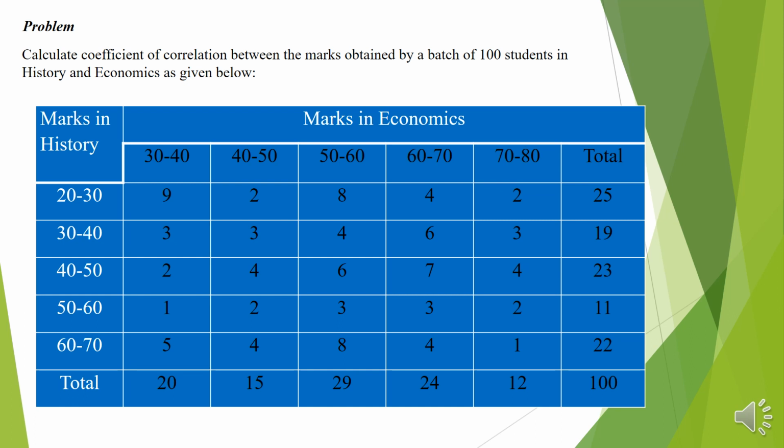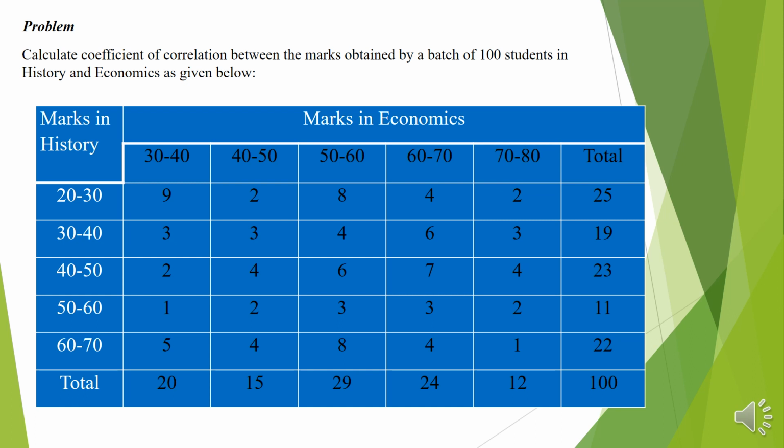In the vertical part, the first column, the marks in history are given, and in the horizontal part, the marks in economics are given. Marks in history: 20 to 30, 30 to 40, 40 to 50, 50 to 60, 60 to 70. Marks in economics: 30 to 40, 40 to 50, 50 to 60, 60 to 70, 70 to 80. The total is given in the last column.